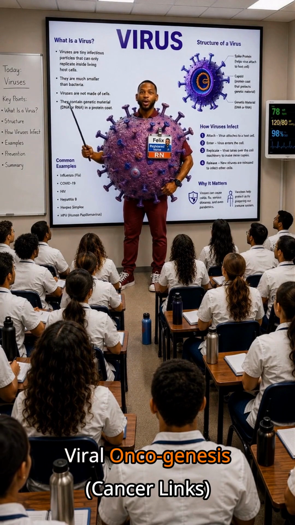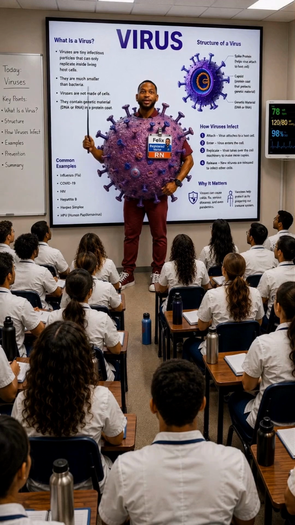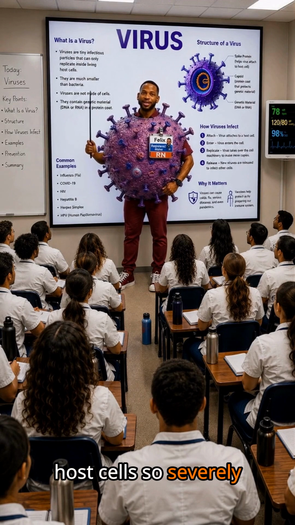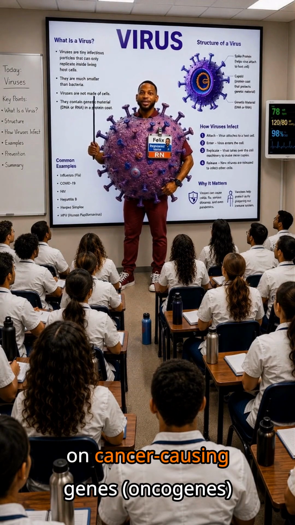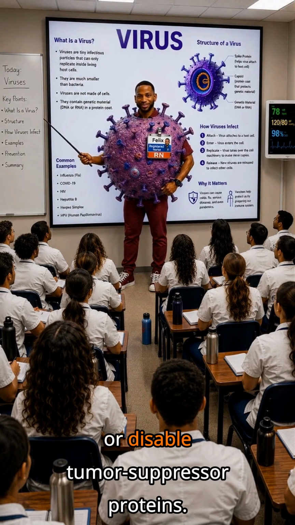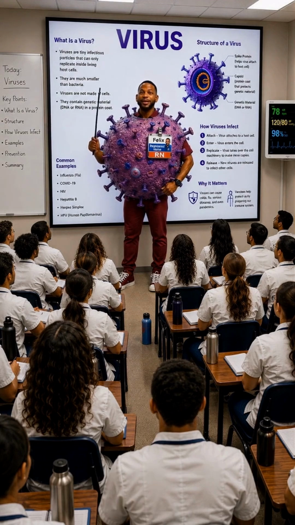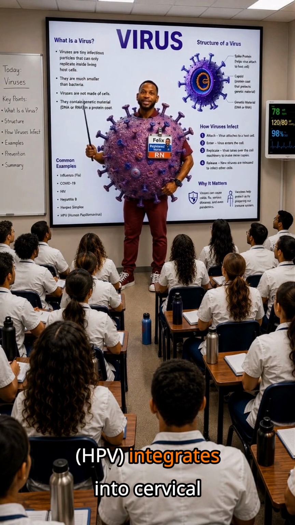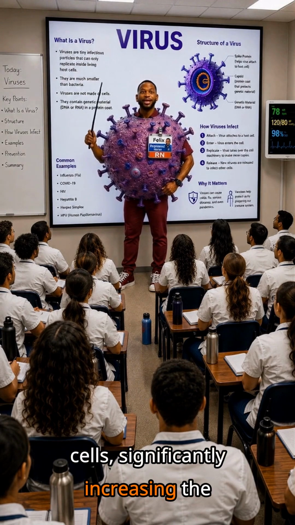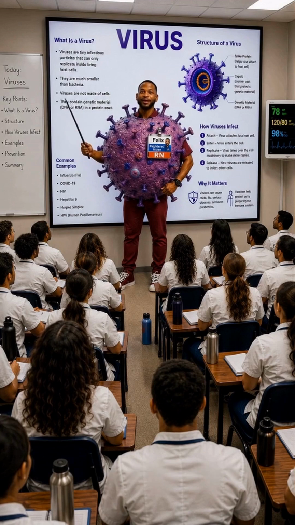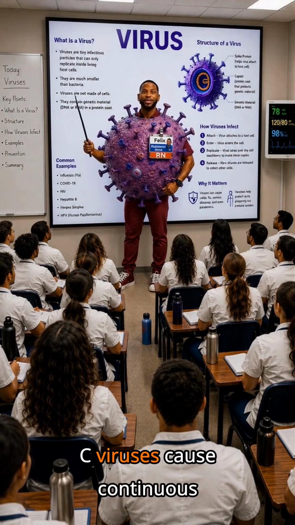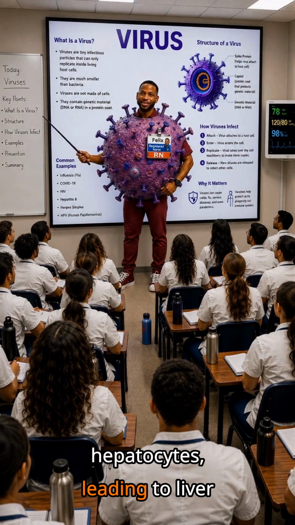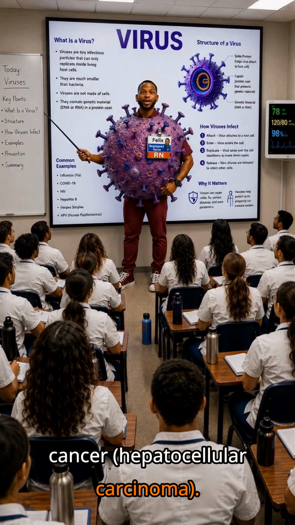2. Viral oncogenesis, cancer links. Certain viruses can alter the genetic structure of host cells so severely that they accidentally turn on cancer-causing genes, oncogenes, or disable tumor suppressor proteins. Critical examples: human papillomavirus, HPV, integrates into cervical cells, significantly increasing the risk of cervical cancer. Chronic hepatitis B and C viruses cause continuous inflammation that mutates liver hepatocytes, leading to liver cancer, hepatocellular carcinoma.